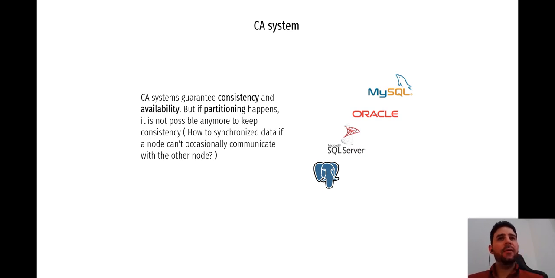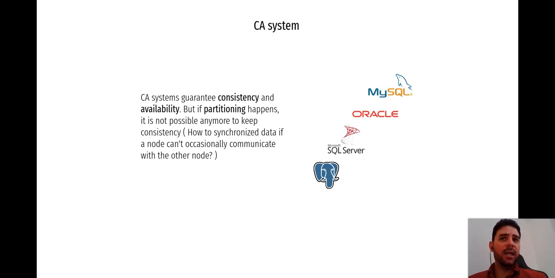So you have a CA system. What is a CA system? A CA system guarantees consistency and availability because you have the C and A letters. So if a system is considered to be a CA system, consistency is guaranteed so I can read after the last write, and availability is guaranteed too. Every time that I access the system from a client perspective, I get a response back.